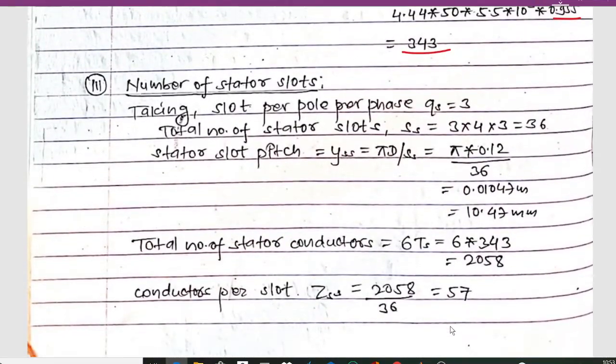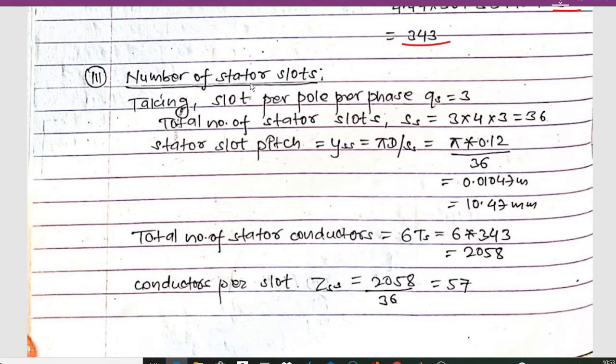Now in the third part, we have the number of stator slots. For the stator slot, taking slots per pole per phase Qs as 3, the total number of stator slots will be 3 into the number of poles into slots per pole per phase. So with 4 poles and 3 slots per pole per phase, 3 into 4 into 3 is going to be 36.